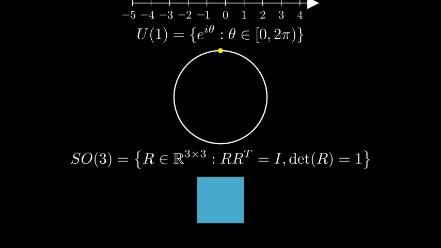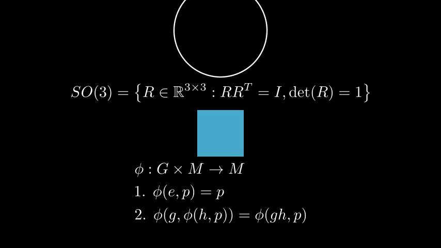Now, what's a Lie group transformation? It describes the action of a Lie group on a manifold. Formally, it's a smooth map from the Cartesian product of the group G and manifold M to M, which satisfies two properties. First, the identity element in G maps any element in M to itself.